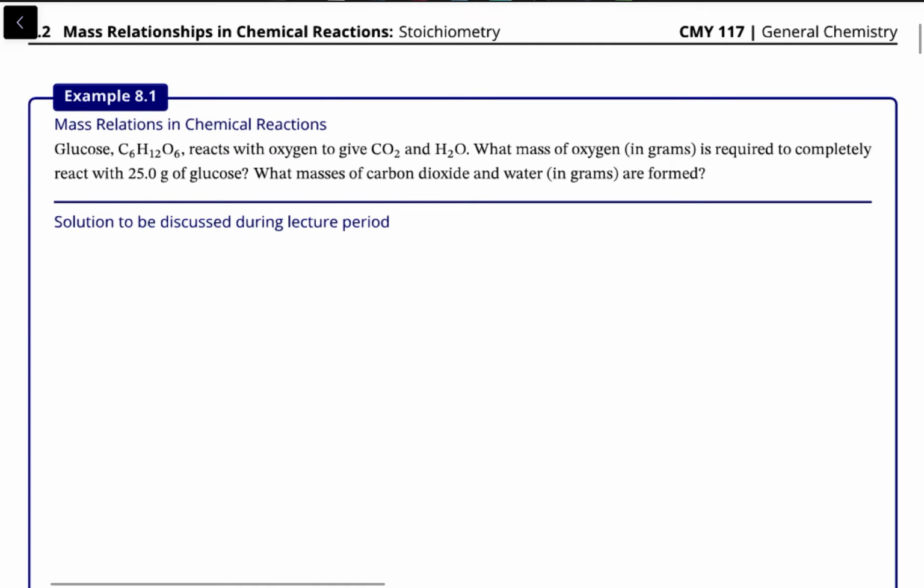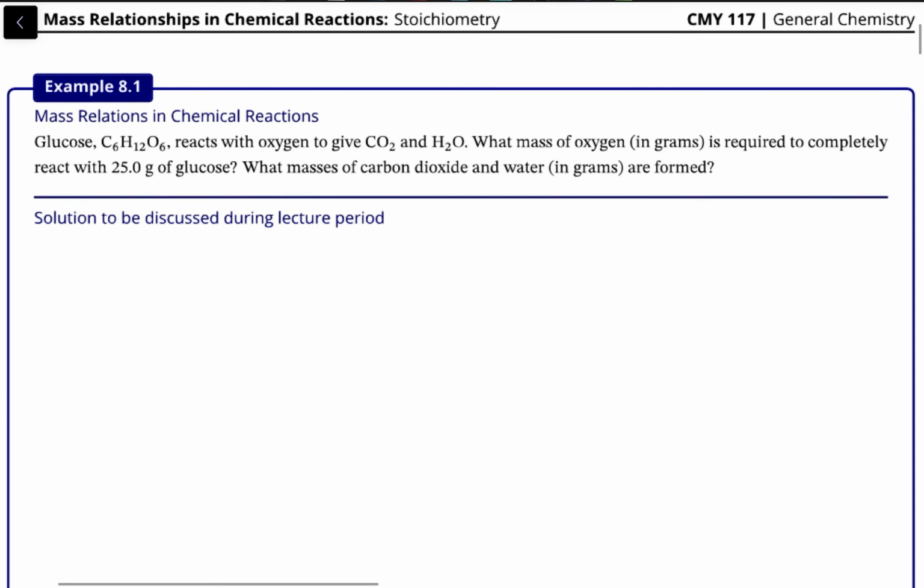Just remind ourselves of the basics of stoichiometry. They should be familiar with, something that you might have seen before from even your school days. So it says glucose reacts with oxygen to give CO2 and water. What mass of oxygen in grams is required to completely react with 25 grams of glucose? What masses of carbon dioxide and water in grams are formed?